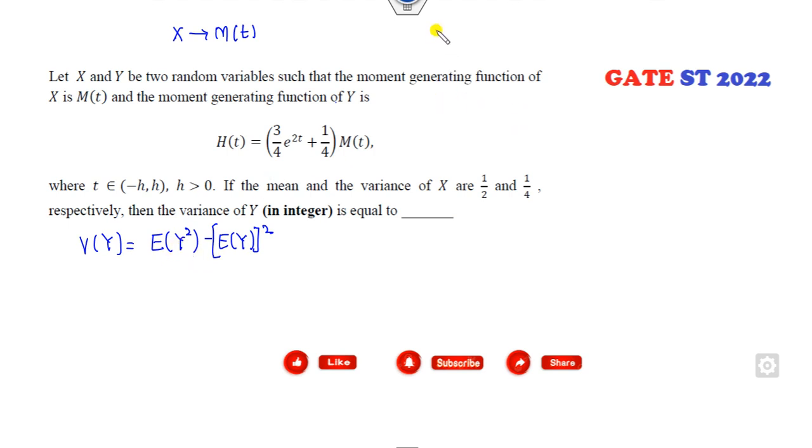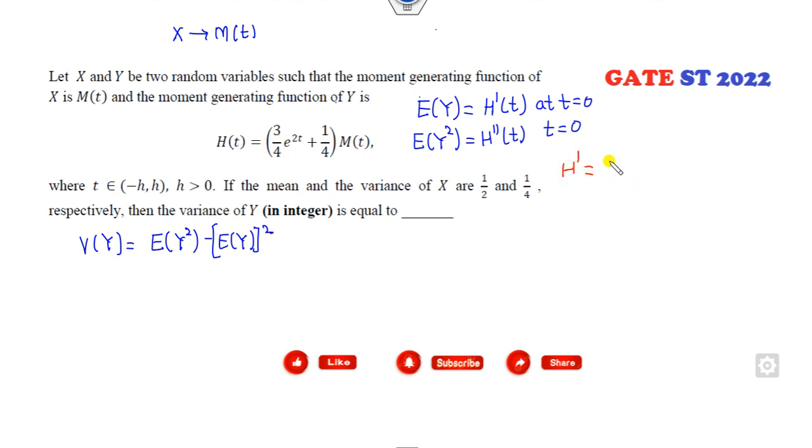I think it's very simple. How can you find the E of y? That's the one-time derivative of the moment generating function. So the moment generating function of y is h, so I can say it is the first derivative at t equal to 0. What is E of y square? It's the second derivative at t equal to 0. Fine. So I can substitute this value. What is the first derivative of this?